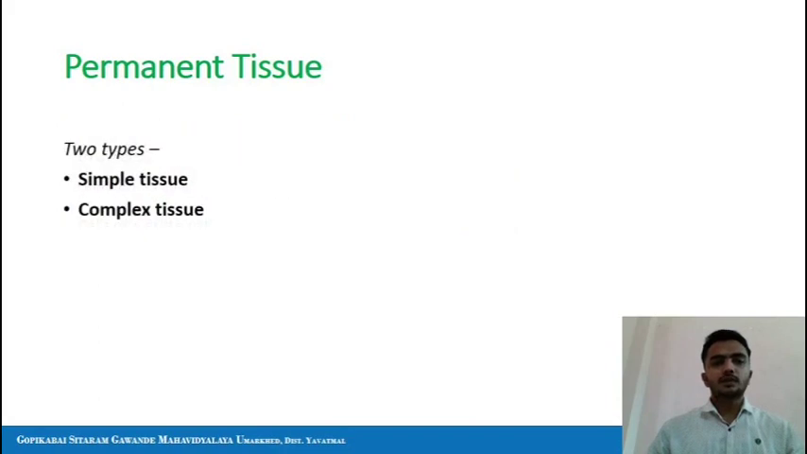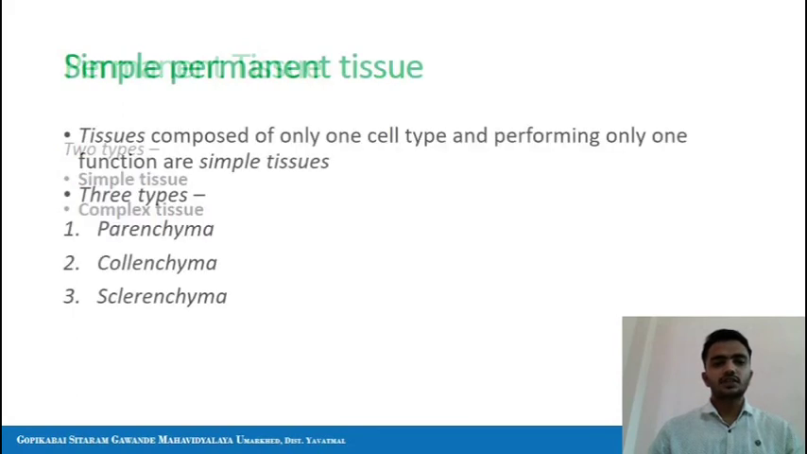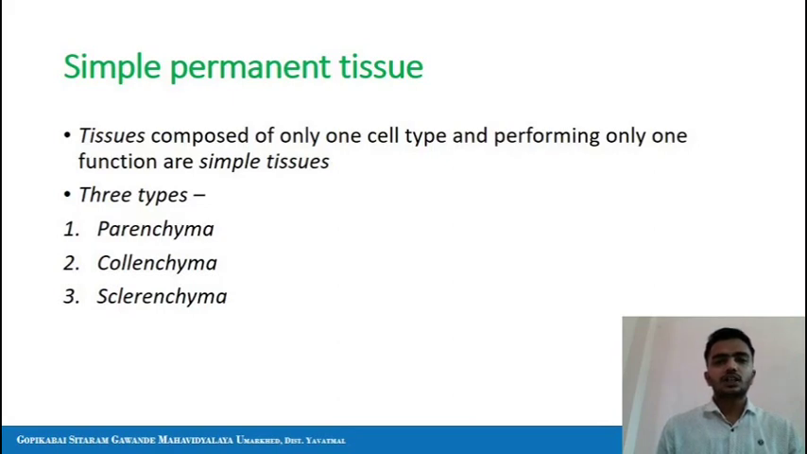Then these permanent tissue are of two types, that is simple tissue and complex tissue. So that we will see one by one. Firstly we will see the simple permanent tissue. So these simple permanent tissue are composed of only one cell type and performing only one function. These are the simple tissues. So these are composed of only one type of cells and they perform a single function. So such kind of tissue is known as a simple permanent tissue.